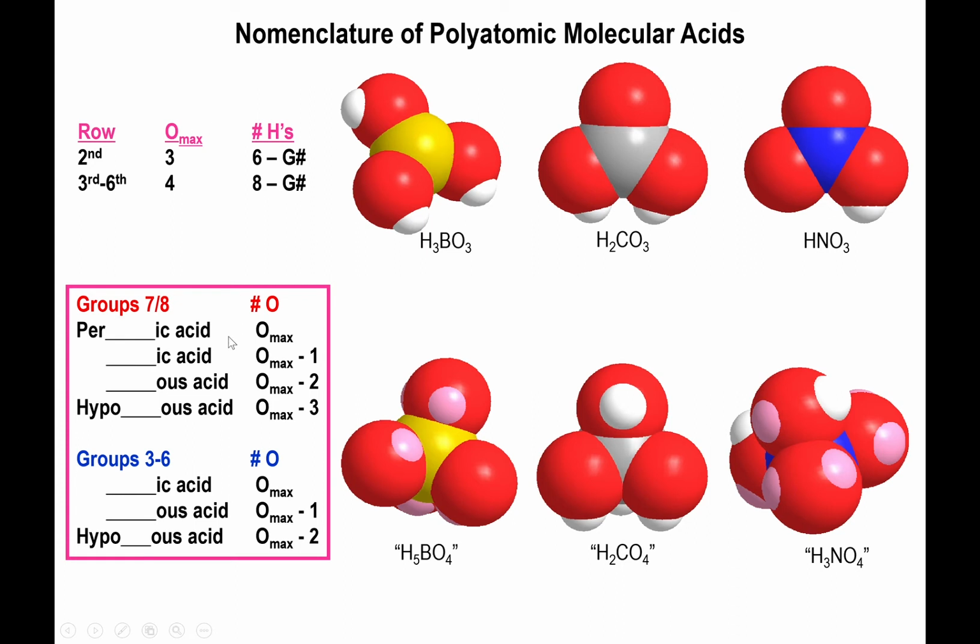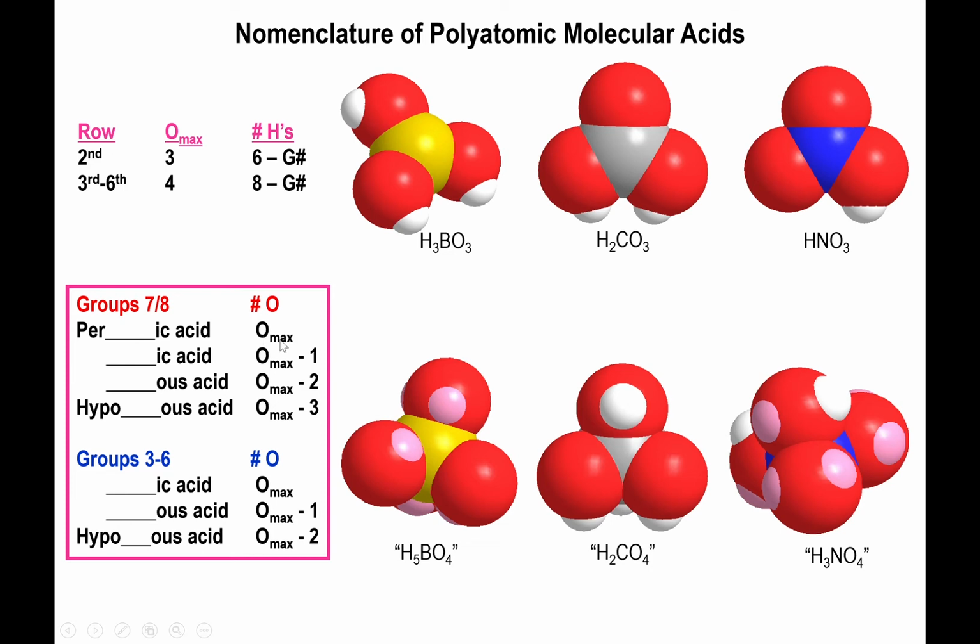And the idea is that if you look at a central element that is in group 7 in particular, for that element you're going to have the following rows of naming: per, followed by blank, and the blank will be filled by the name of the central element. So per-blank-ic acid, blank-ic acid, blank-ous acid, and hypo-blank-ous acid. The way this gets arranged, starting with the peric acid and going all the way down to hypo-ous acid, is that it's based on the number of maximum oxygens.